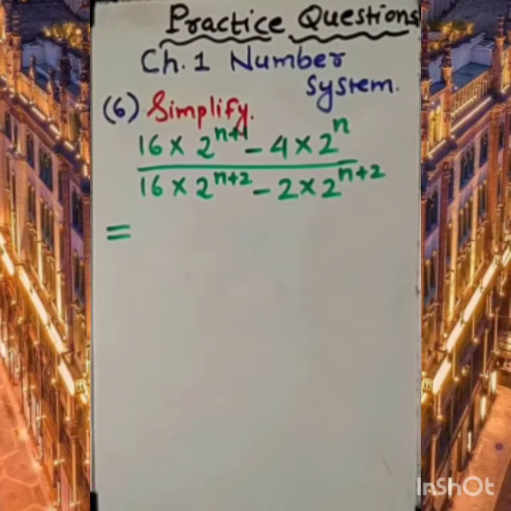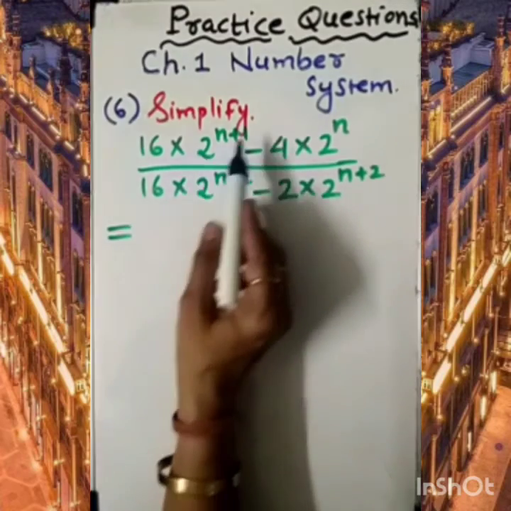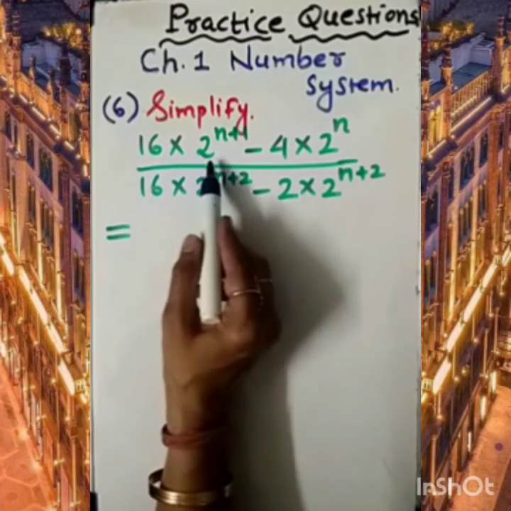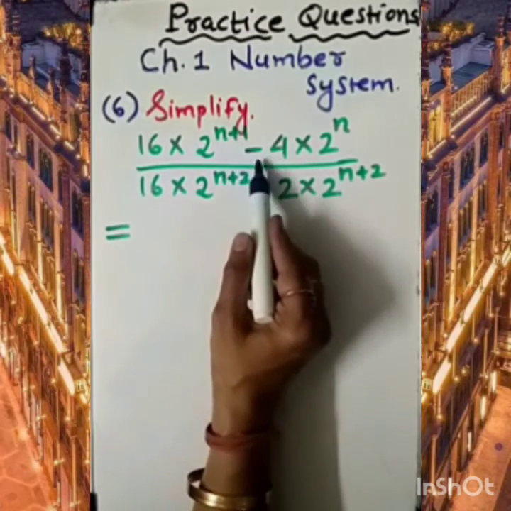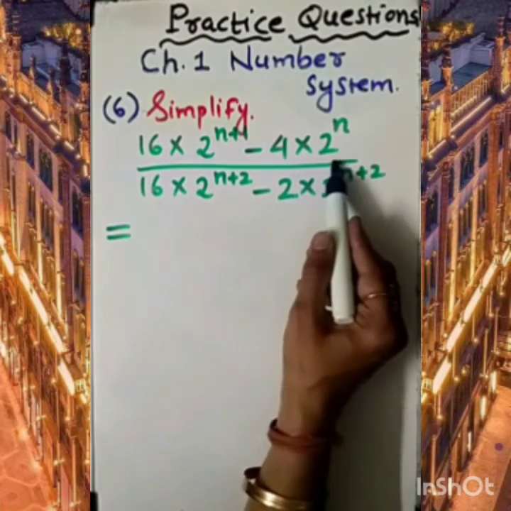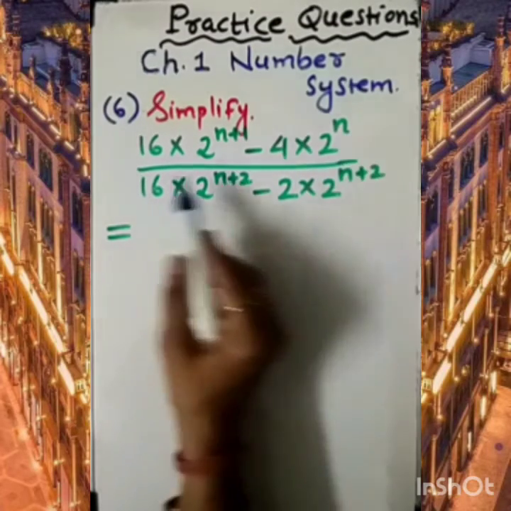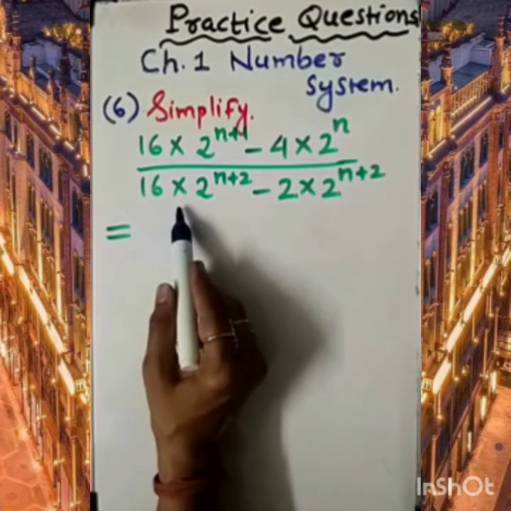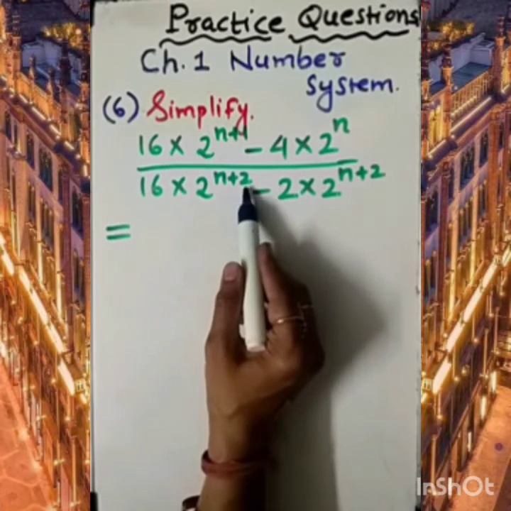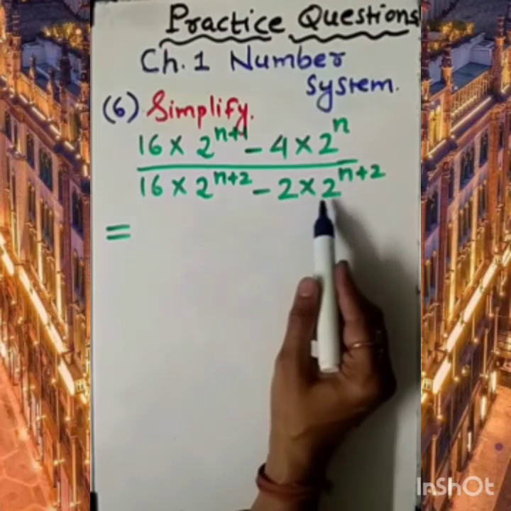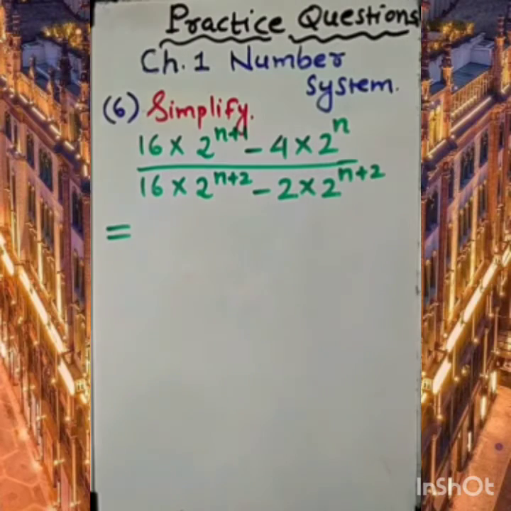The practice question from chapter 1, number system. Simplify. The question is simplify 16 into 2 to the power n plus 1 minus 4 into 2 to the power n upon 16 into 2 to the power n plus 2 minus 2 into 2 to the power n plus 2. Okay. Now let's see how to solve this.